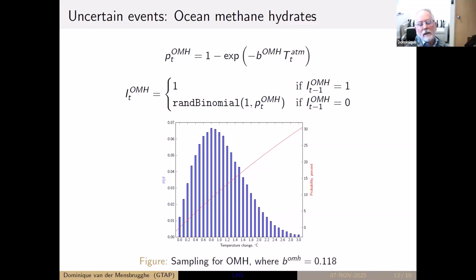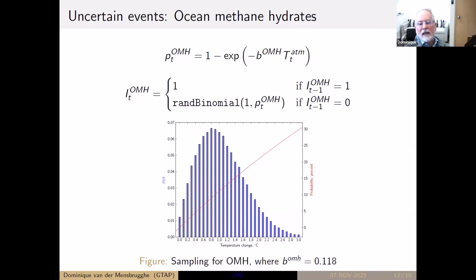So that's a probability of the event occurring or not. And here you can see on the graph, first of all, the red line is the probability itself. And as you can see, the probability is relatively low at low temperatures, but at 3 degrees C, the probability of the ocean methane hydrates being released is almost 1/3.